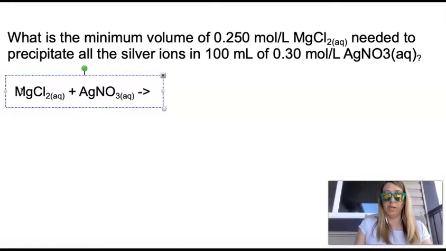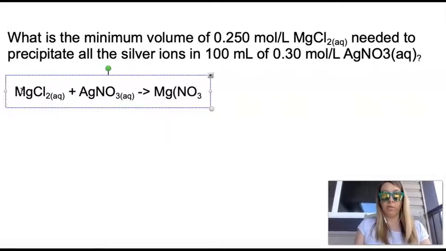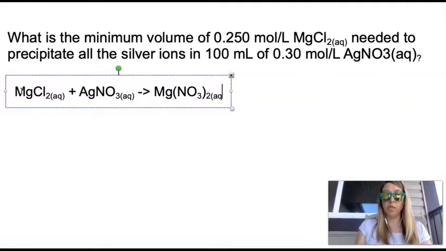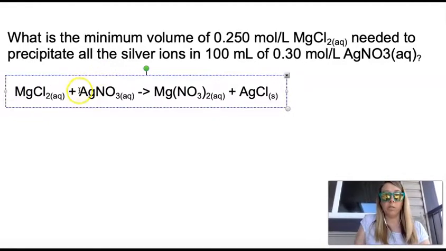Okay, this is going to be a double replacement reaction. So we are going to make magnesium nitrate, so Mg(NO3)2, right? We have to do that because magnesium has a 2+ charge and nitrate has a 1- charge. Check your solubility table. It's going to be aqueous. And then our other product is going to be silver chloride. Okay, and this time if we check our solubility table, this one is actually solid.